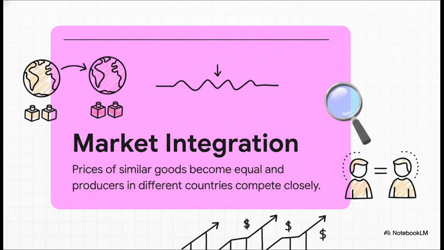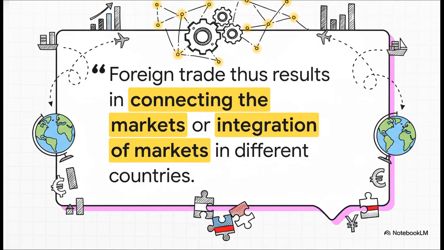Market integration basically means that because of trade, producers from different countries are now competing directly against each other, as if they are in the same market. And another interesting thing happens. The prices of similar goods in the two countries start to become equal over time. So let's just repeat this main idea to make sure it is very clear. Foreign trade results in connecting the markets or integration of markets in different countries. In other words, its most important job is to link the markets of the world together.